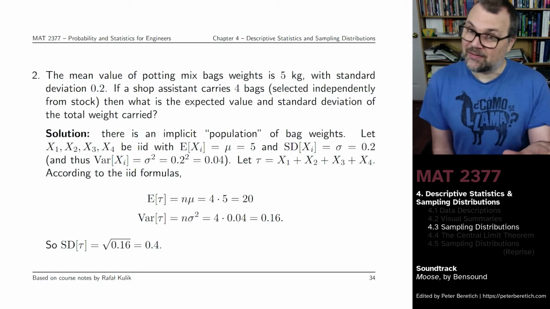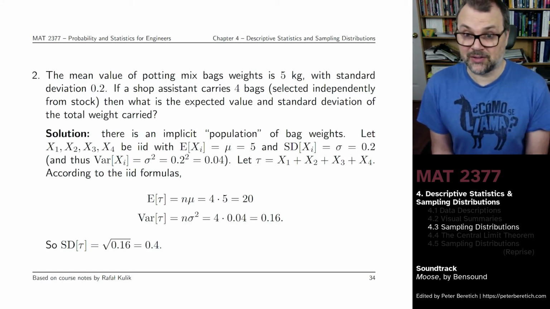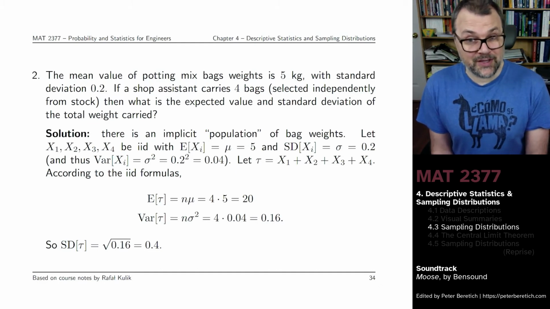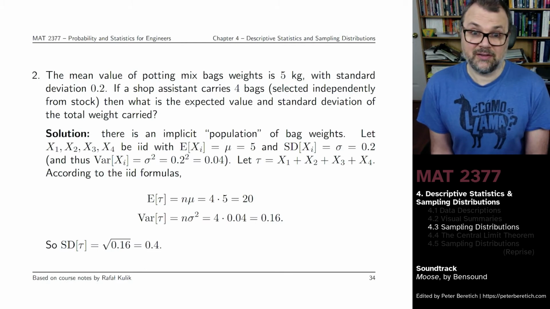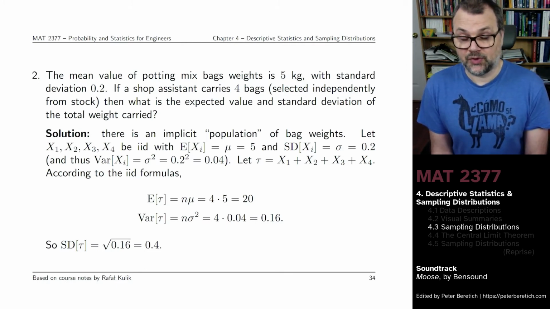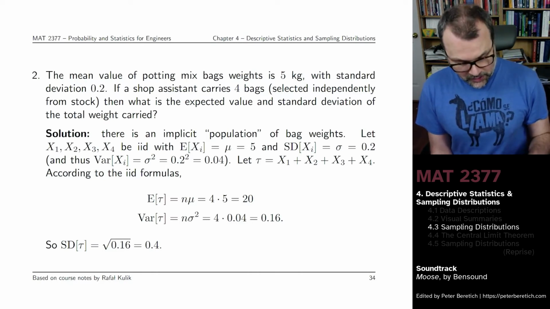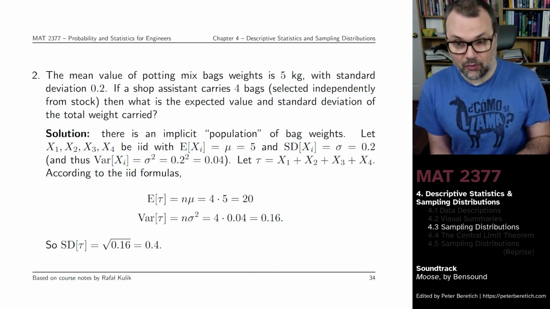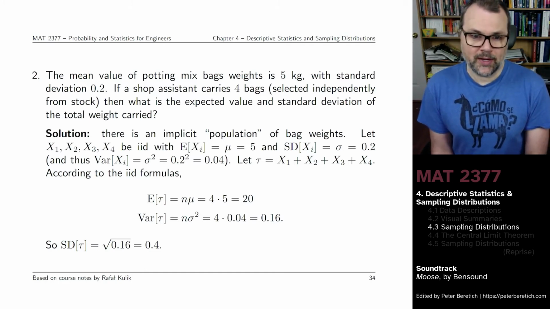Sometimes we give these problems with variances, sometimes we give them with standard deviations. So if we know that the standard deviation is 0.2, what this tells us is that the variance is actually 0.2 squared, 0.04. So now the total will be the sum of the weights, x1 plus x2 plus x3 plus x4, that's how much the combined 4 bags will weigh.